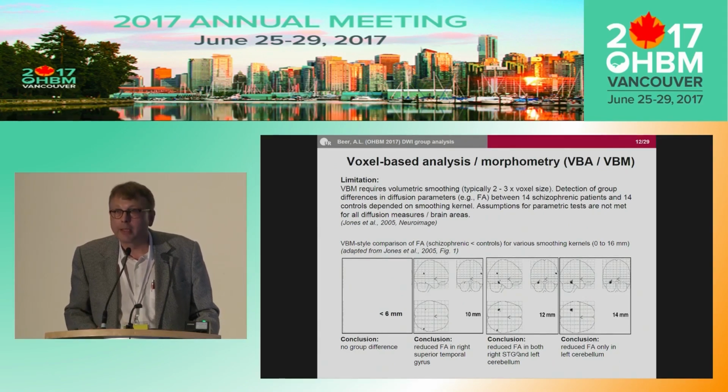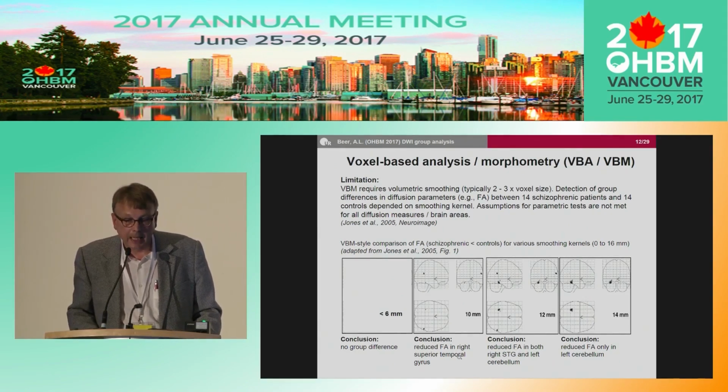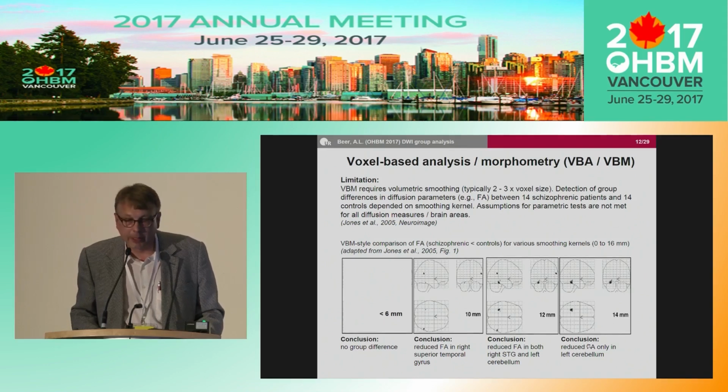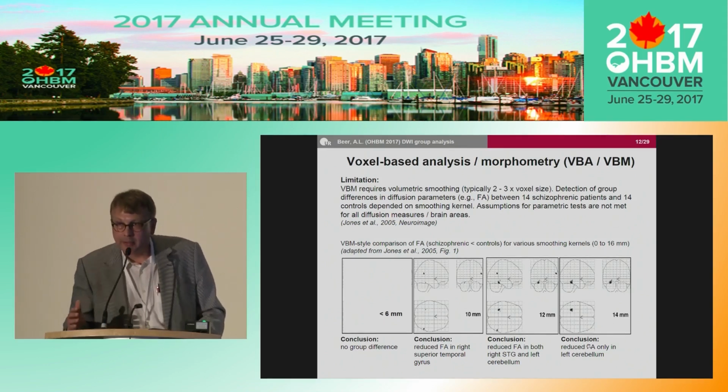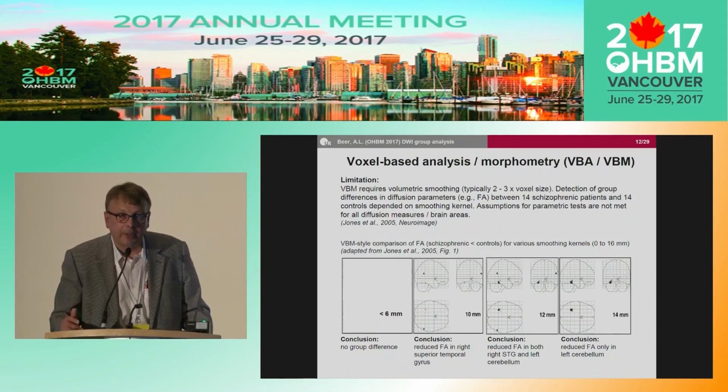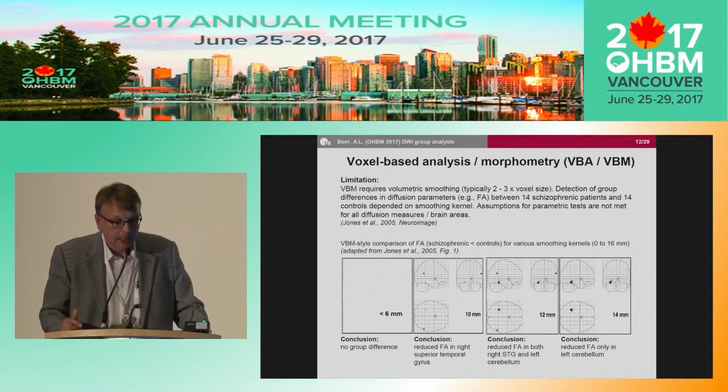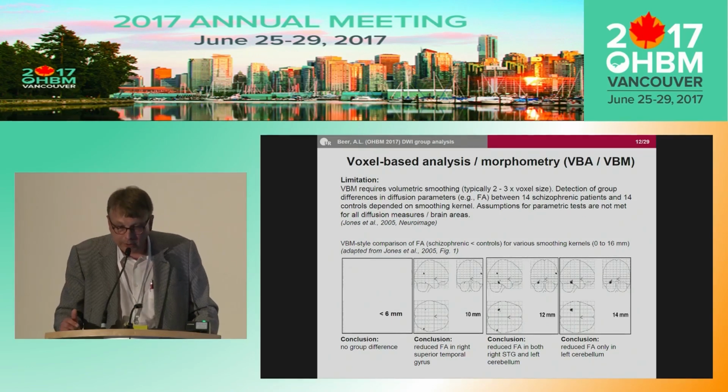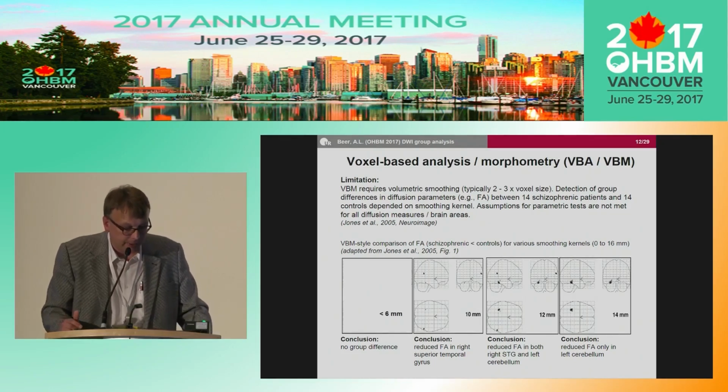And the problem is that depending on the smoothing kernel, they found a reduction in fractional anisotropy in schizophrenics, either in the right superior temporal gyrus or in the left cerebellum. So your conclusion strongly depends on the smoothing kernel that you choose. And that's something you should consider when you apply this analysis.